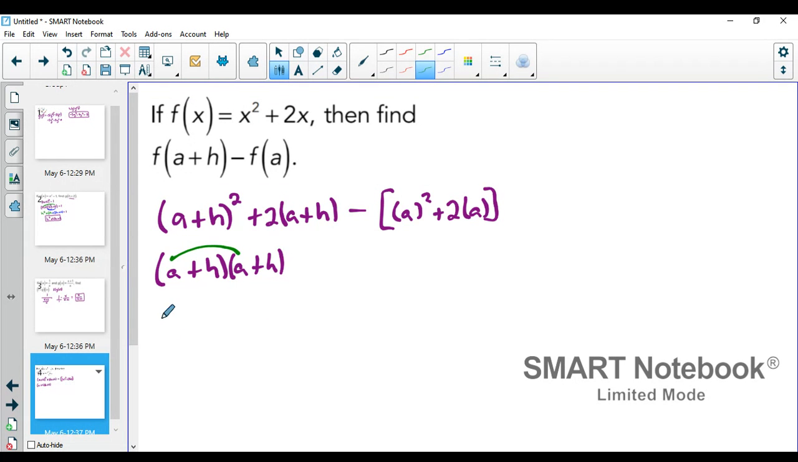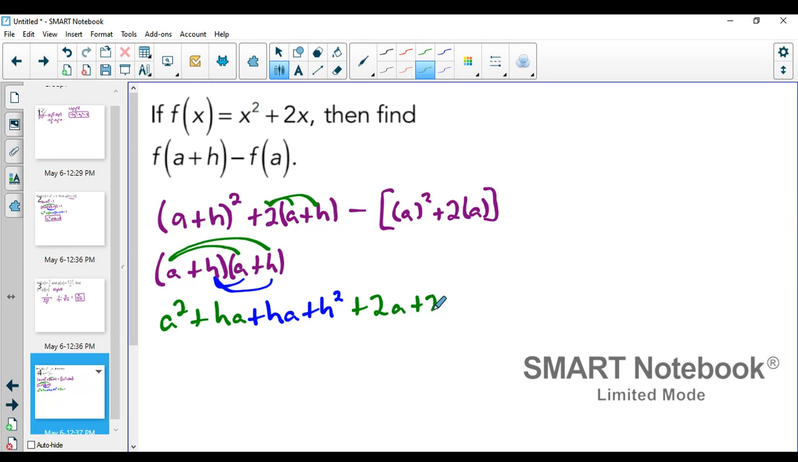So a times a is a squared. A times h is ah or ha. It doesn't really matter, the order right there. And then h times a, and then h times h is h squared. All right, and then now we're going to take this 2 and distribute it into this set of parentheses. So we have plus 2a plus 2h.